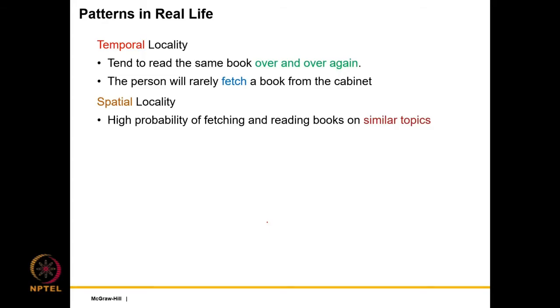Spatial locality is, as I discussed, a high probability of fetching and reading books on similar topics, in the sense that if he is thinking about his vacation, he might be reading books on adventure sports, he might be reading books on cooking. So basically you always tend to do similar kinds of activity in a small window of time. This is a pattern of human behavior. The question is, do we have something similar in computers?